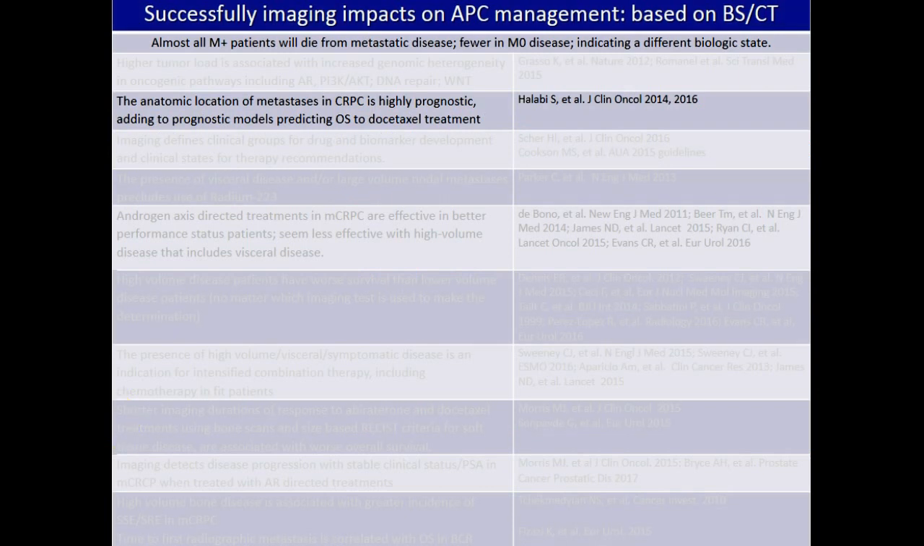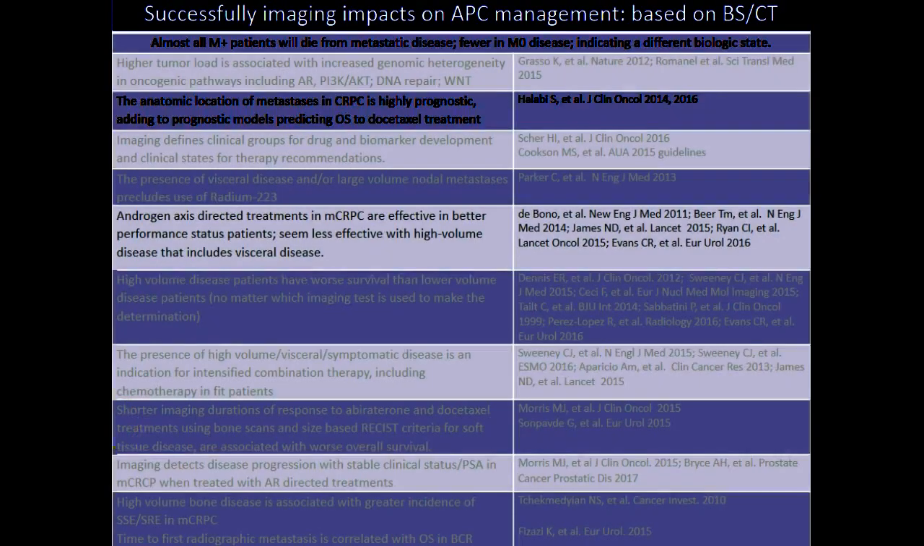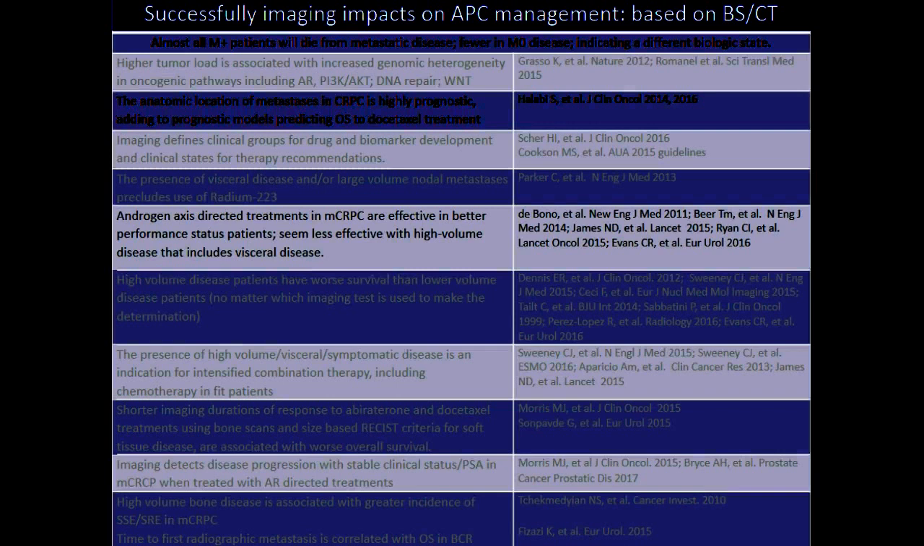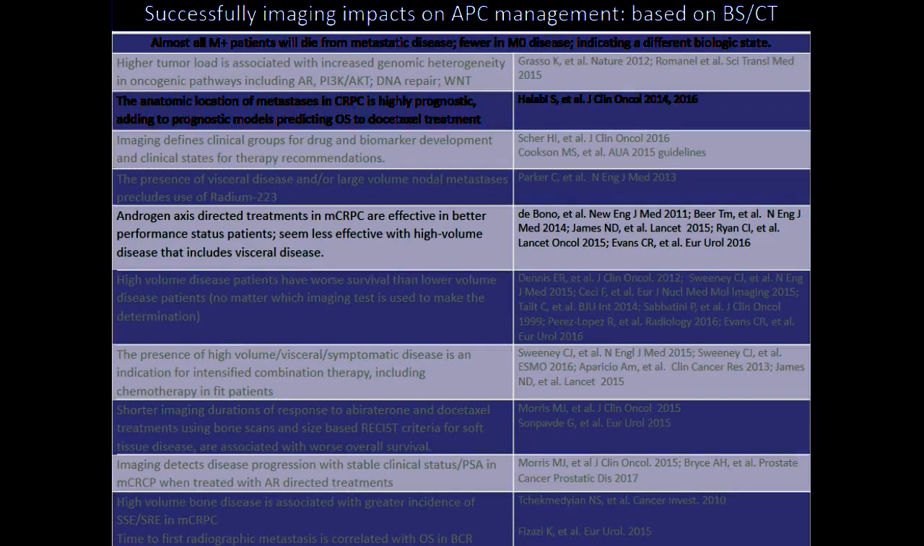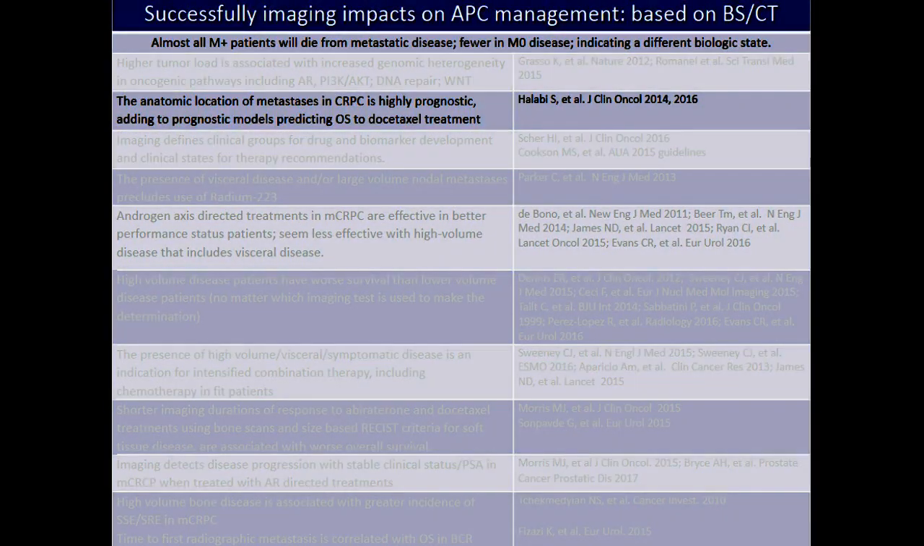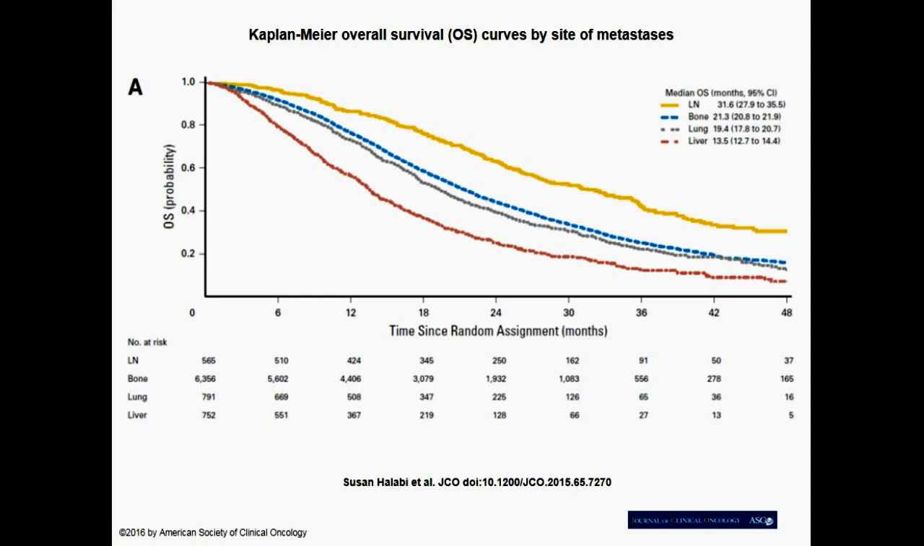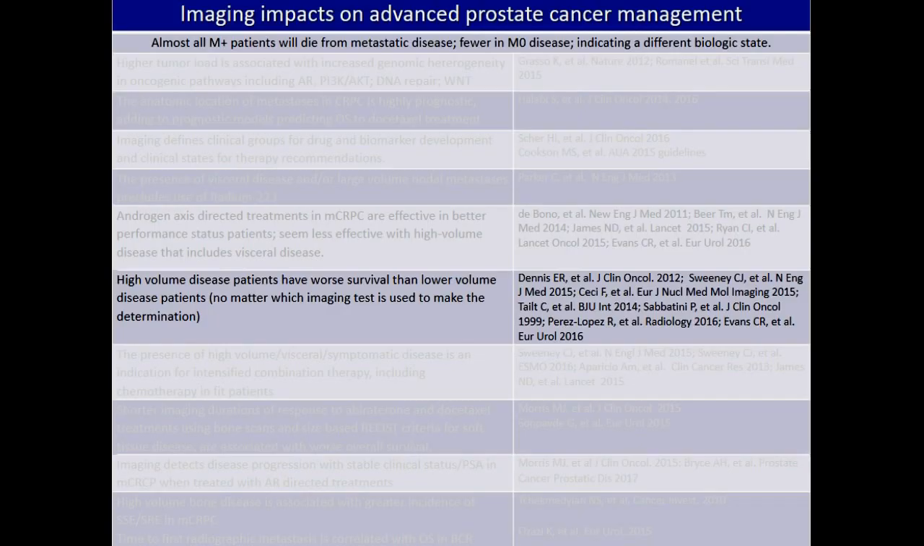We are also aware that the anatomical location of metastases in CRPC is highly prognostic, adding to prognostic models that predict overall survival to docetaxel therapy. And this was recently shown by this paper by Halabi, published in JCO, showing that patients with metastatic liver disease had poorer outcomes compared to those patients with lymph node disease. We also know that patients with higher volume disease have worse overall survival.